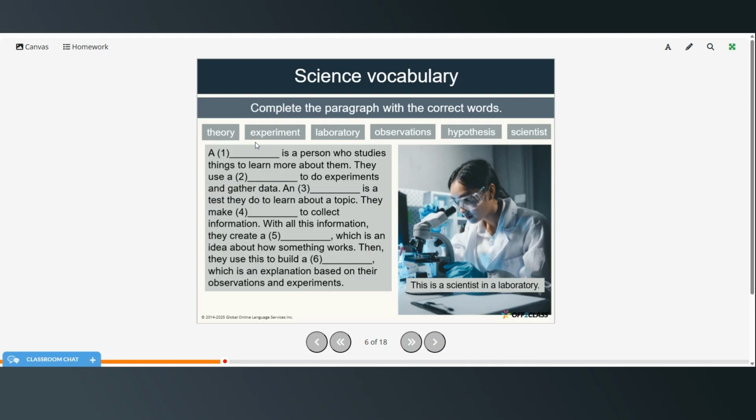All right, now see if you can complete the sentences with the words from the boxes. Again, you can pause the video, try this on your own, and then restart when you're ready to check your answers.